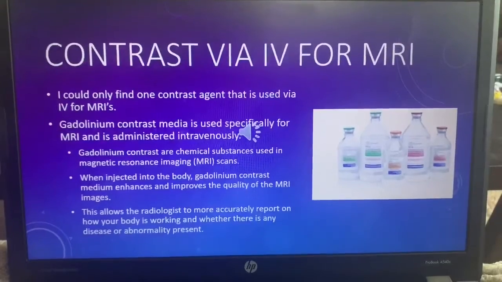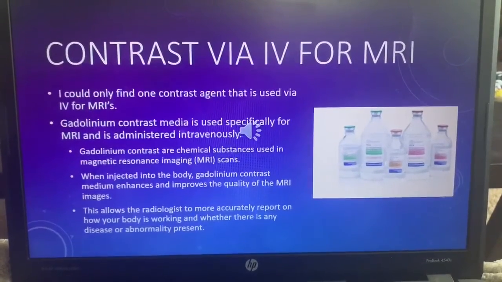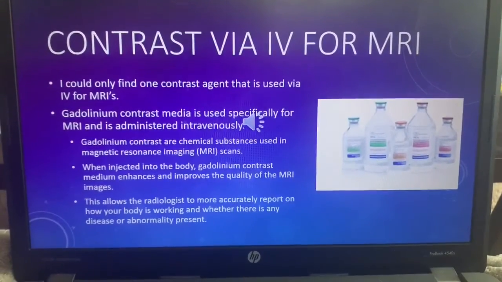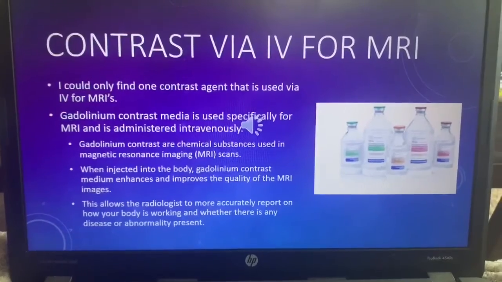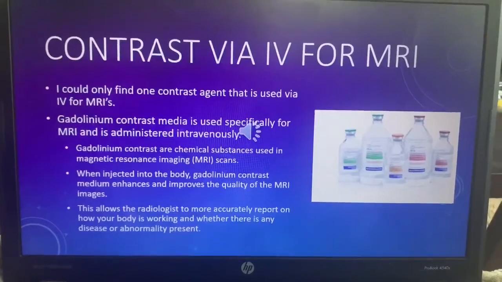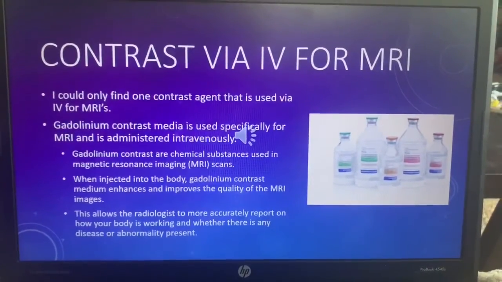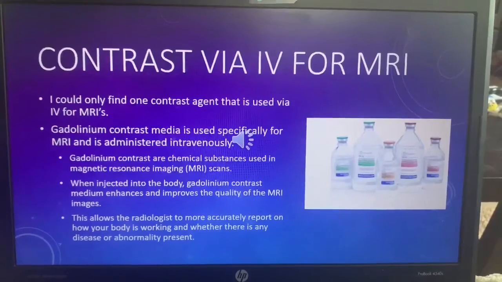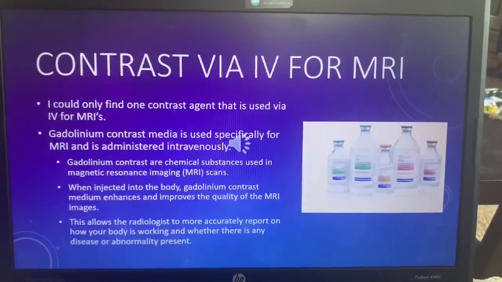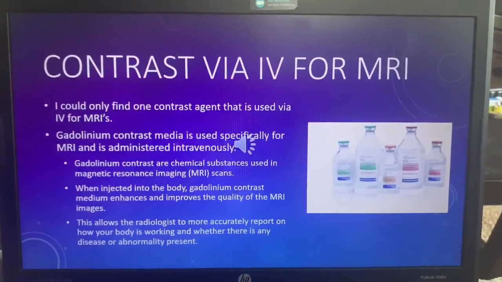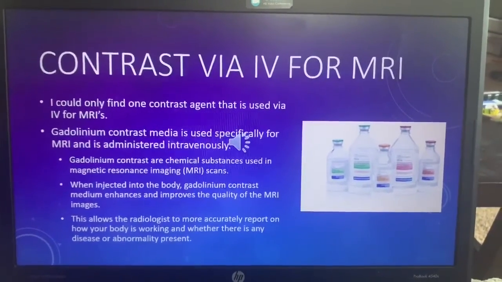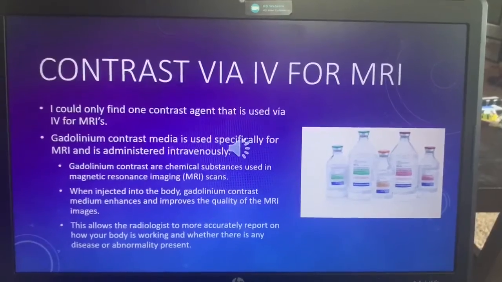So contrast agents for MRI specifically, I can only find one contrast agent used via IV for MRIs, and that is gadolinium contrast media. It's used specifically for MRI and is administered intravenously. Gadolinium contrast agents are chemical substances used in magnetic resonance imaging (MRI) scans. When injected into the body, gadolinium contrast media enhances and improves the quality of MRI images. This allows radiologists to more accurately report on how your body is working, whether there is any disease or abnormality present.